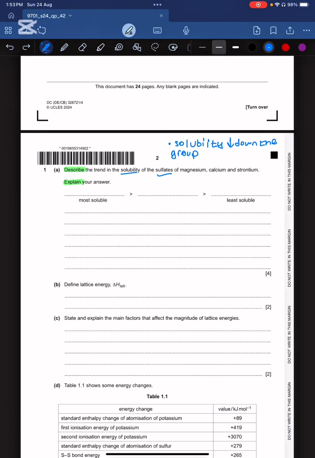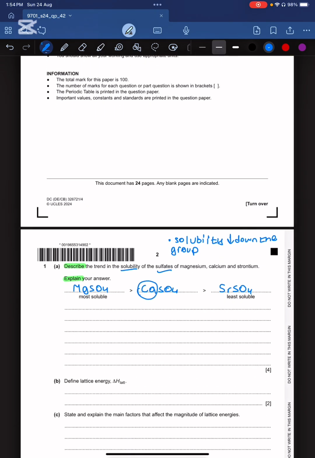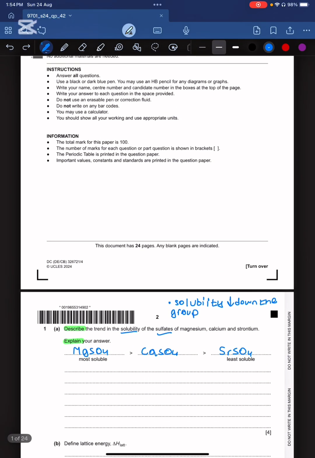Now we need to explain the trend. Let's first write this trend over here. MgSO4, CaSO4, and SrSO4. Now, how did I get this chemical formula of SrSO4? The thing is, this is an ionic compound wherein we have a metal ion and a polyatomic ion, which means that in order to find out the correct chemical formula, we need to do crisscross.